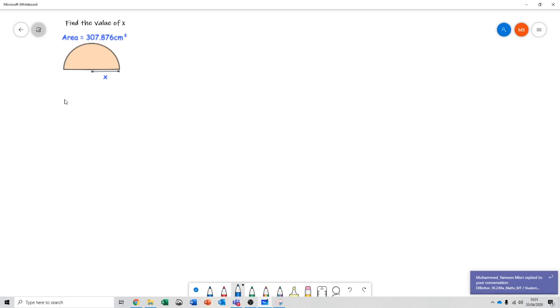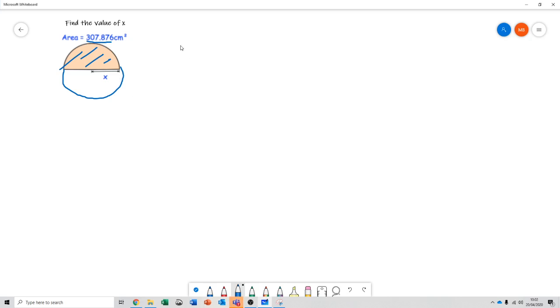Now, what we need to look at in this question is, if we know the value of the area of the full semicircle, then we would know the area of a full circle of the same radius. Because if we know the area of, and excuse my not so very accurate circle, but imagine that's a full circle, then all we need to do is double this number and we would get the area of a full circle. So if we do 307.876 multiplied by 2, we would get 615.752. Now that would be the area of this entire circle.